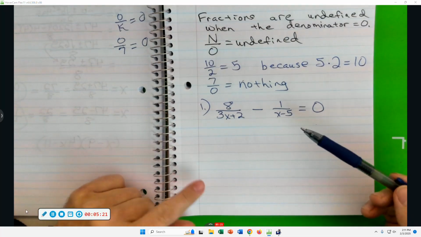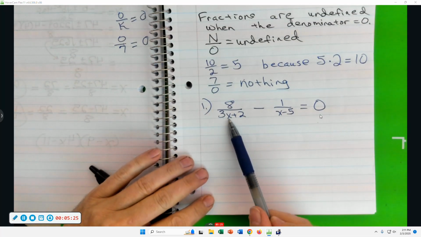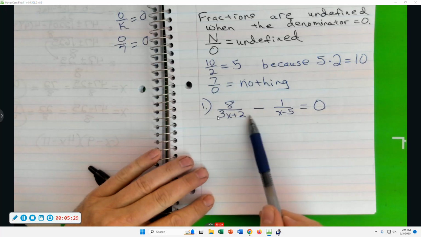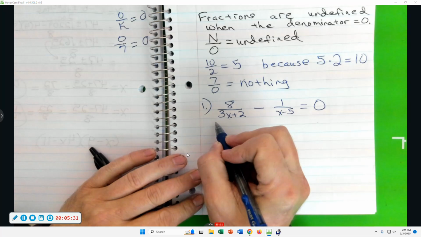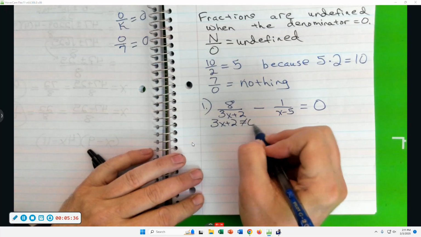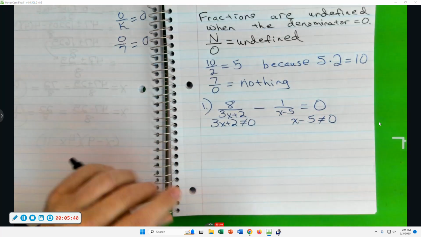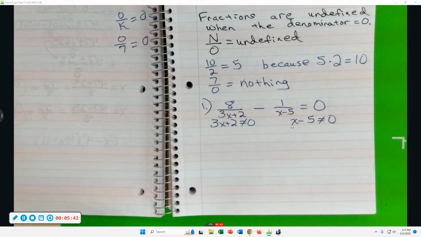We cannot allow these denominators to be 0. So whatever you plug in here for this x, it can't make 3x plus 2 equal to 0. So I'm going to say 3x plus 2 can't be 0, and x minus 5 can't be 0. Now, that's the easier one to figure out. We can figure this one out right here. That's not bad at all.